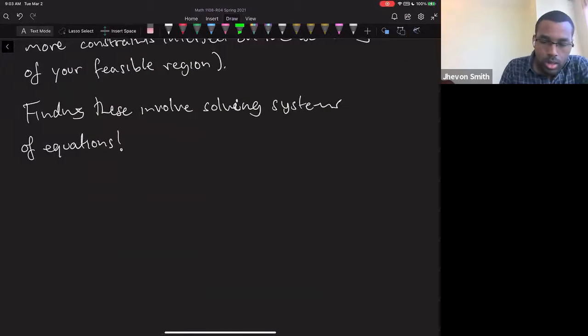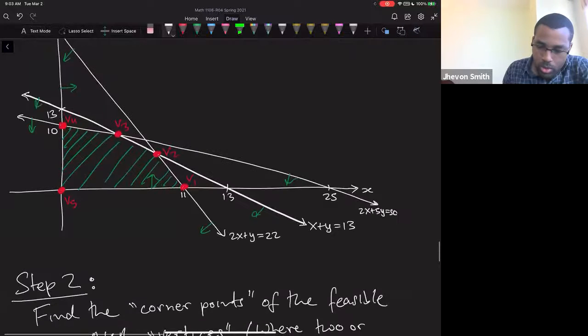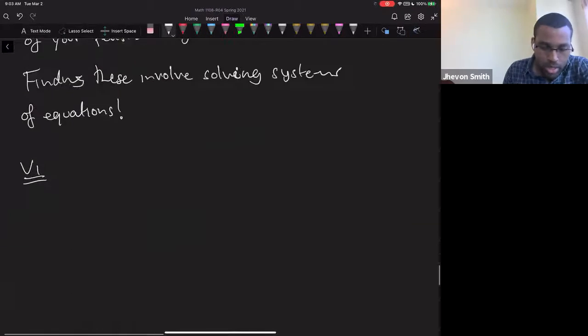Okay, so let's go one by one. V1. Okay, what is V1? Well, that's actually 11, 0. That's pretty obvious, right? 11, 0. That was the x-intercept.